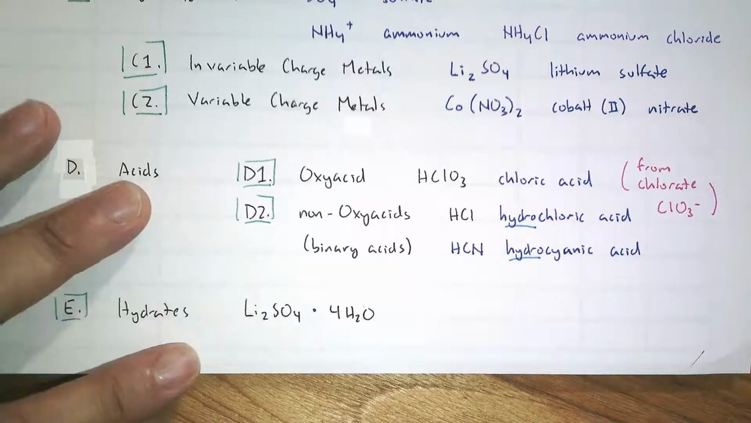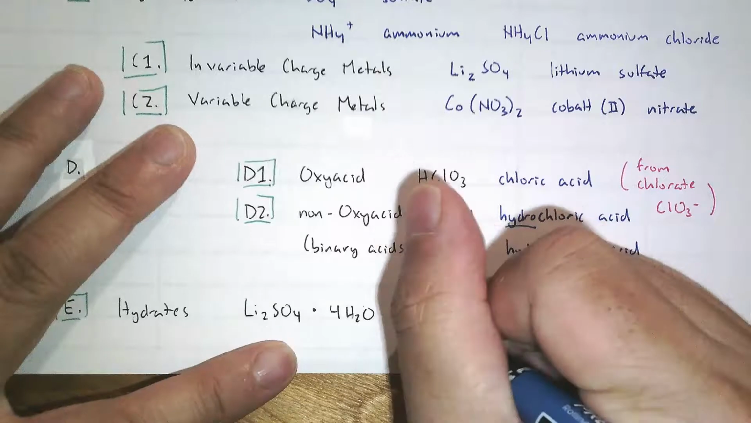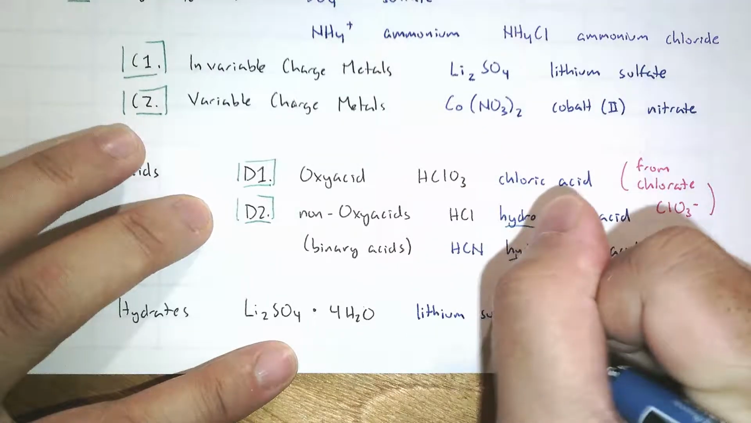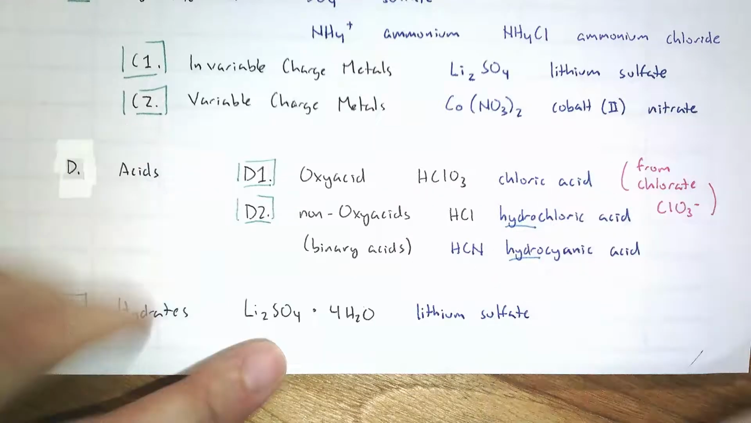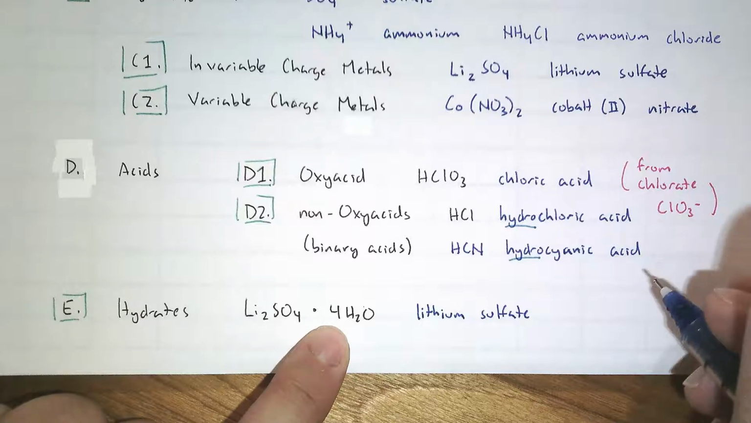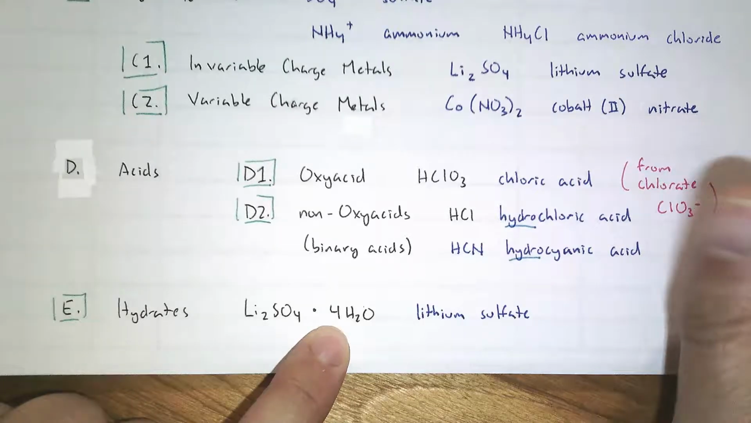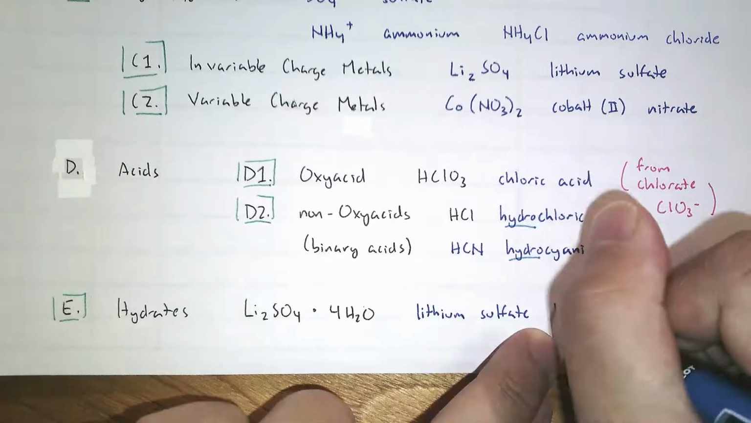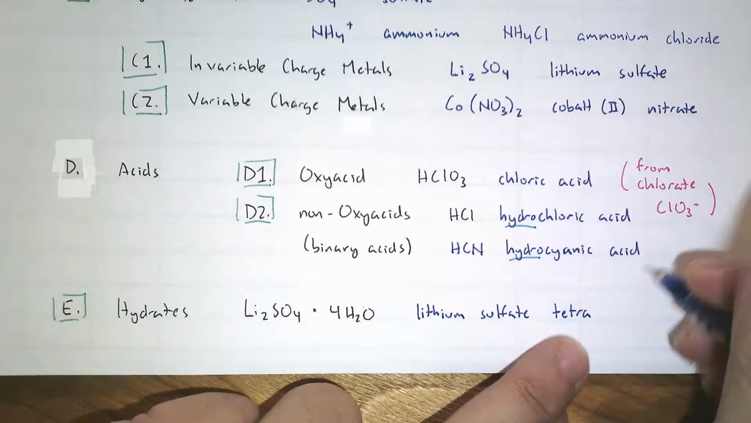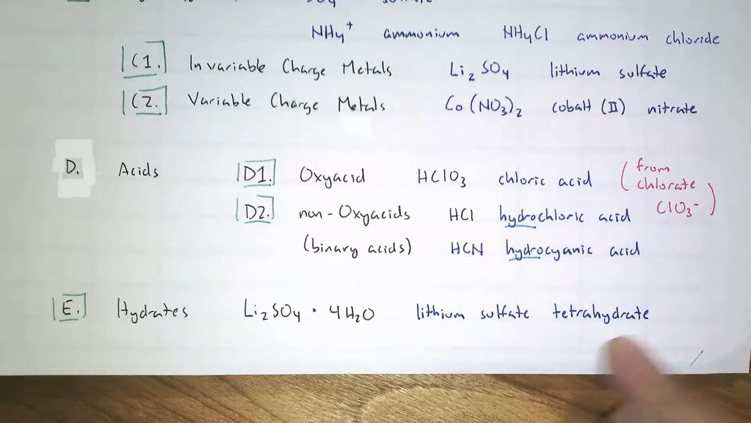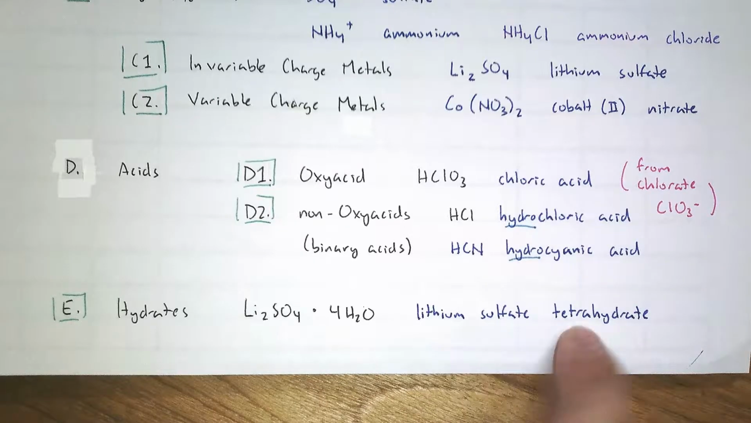Oh, I never named it. Just name the salt, lithium sulfate, and then you're going to use the prefix. The Greek prefixes are mono, di, tri, tetra, penta, hexa, but this is tetra. Tetrahydrate. The base is hydrate. Lithium sulfate tetrahydrate. Okie dokie. Those are your categories.